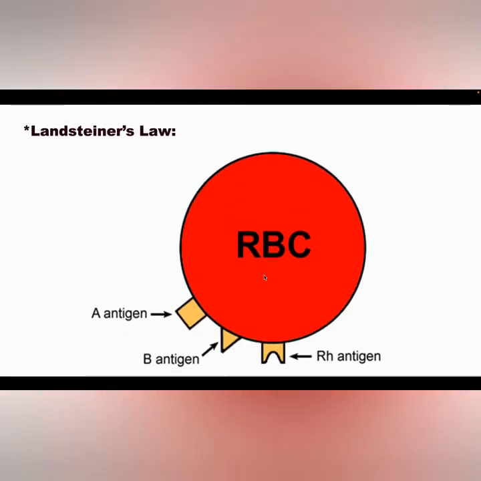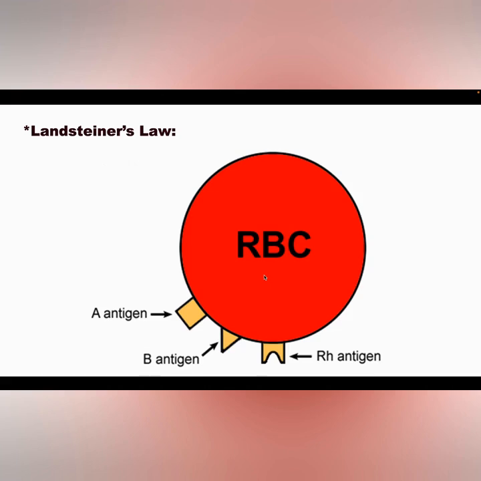According to Karl Landsteiner, who proposed two laws, you can see over the RBC a particular protein, antigen A, and antigen B is depicted with a triangle, and the RH antigen. All these cells, the RBCs, contain these three antigens almost.